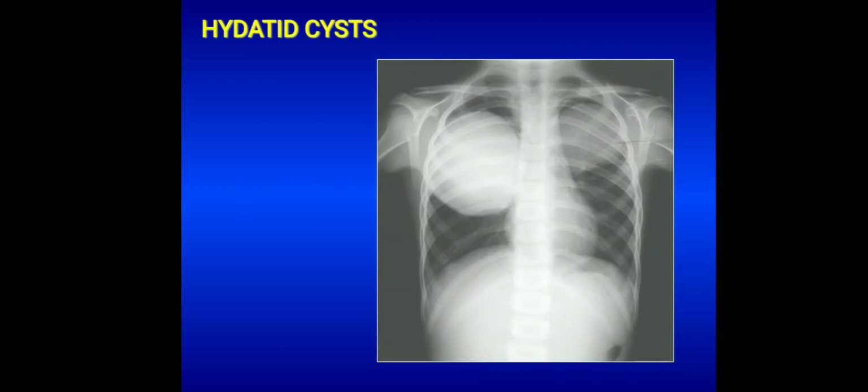So next, coming to hydatid cysts. Hydatid cysts, as you all know, are caused by Echinococcus granulosus, Echinococcus species. So you can see well-defined, rounded, opaque lesions in the bilateral hemithoraces, the right one being larger than the left. So these are hydatid cysts. This is the typical appearance. There is no calcification within the hydatid cysts in the lung.